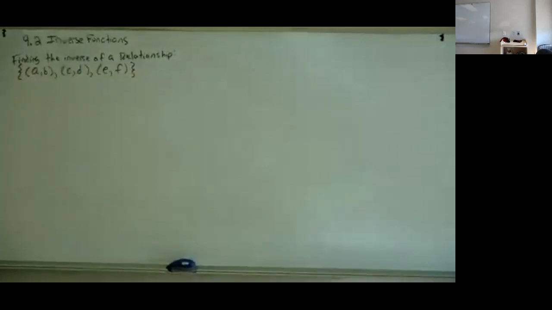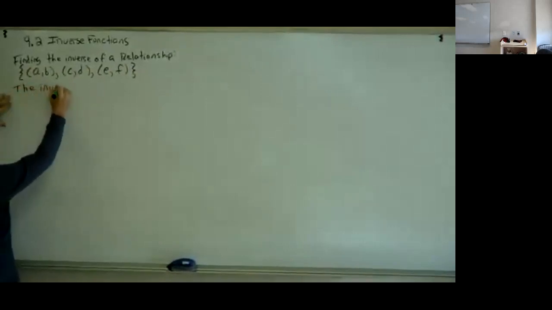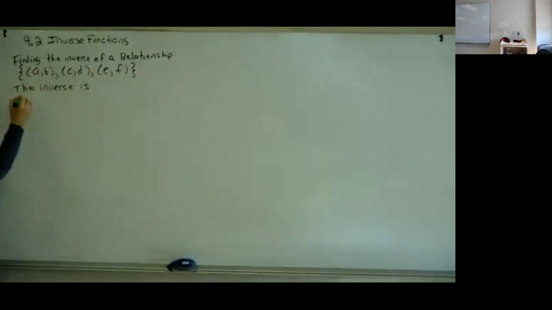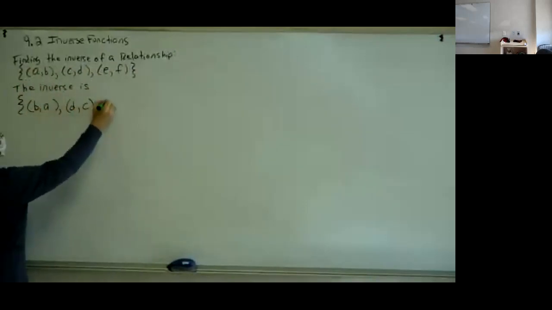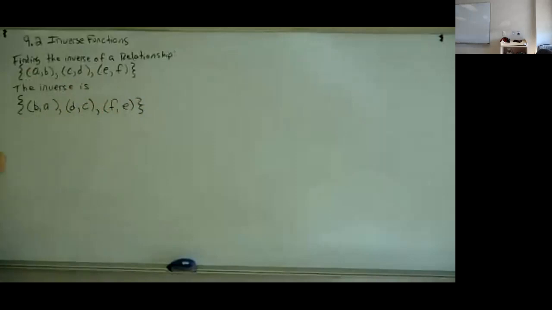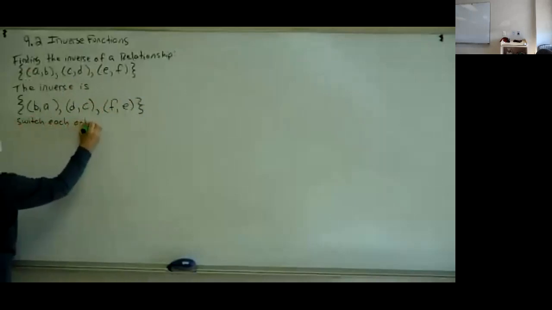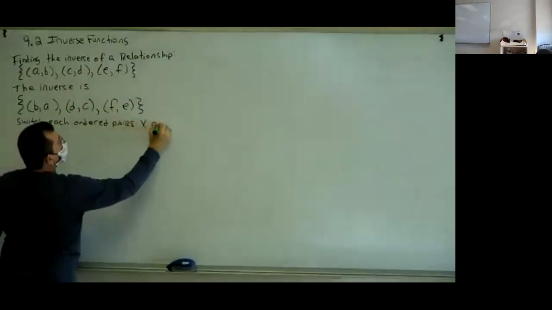So when you find the inverse of a relationship, the inverse is, so we come down here. To find the inverse, all I do is switch those X and Y values so that I get a BA. This one gives me a DC, and this one would give me a FE. So all I did on those was I switch each ordered pair's X and Y values.